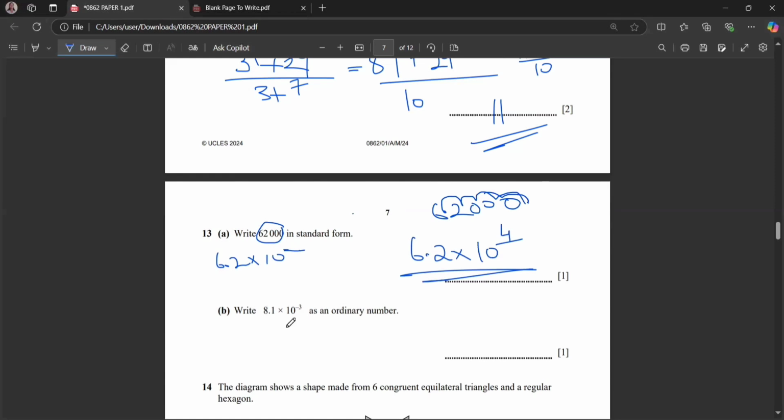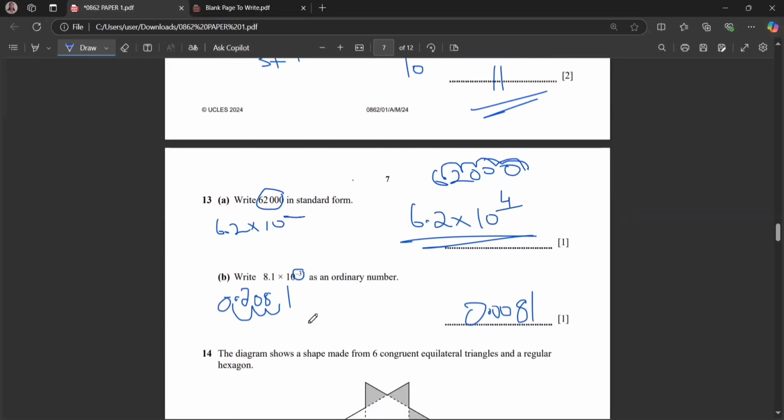If it is negative, just like in the B question, write 8.1 times 10 raised to minus 3 as an ordinary number. So here, as an ordinary number, the power is negative. That means move the decimal point 3 places to the left. So 1, 2, 3. So 0.0081, because times 10 raised to minus 3 means it is equivalent to dividing by 1000. So this is the answer for 13B.